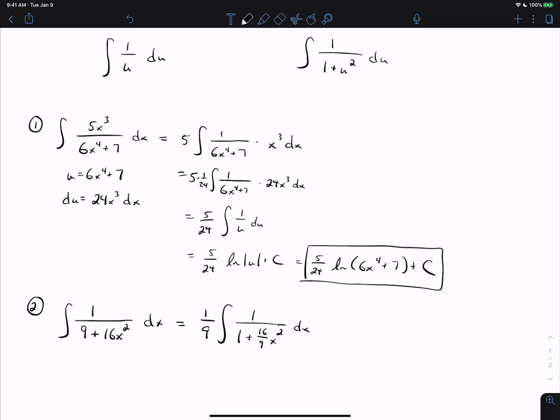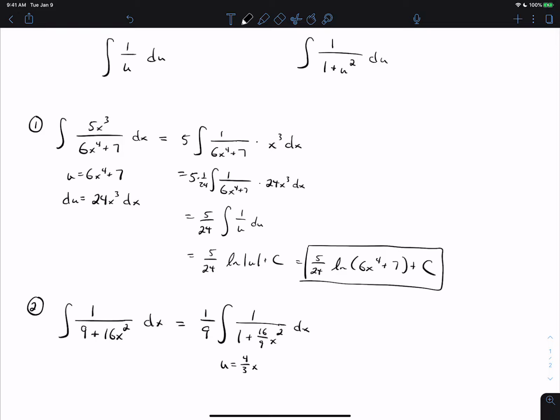Now, that matches the form on the top right almost exactly. In fact, it matches it exactly if we let u equal 4/3 x. Now, I'll tell you why we pick that, but I want you to pause the video and see if you can determine why we pick u to equal that first.